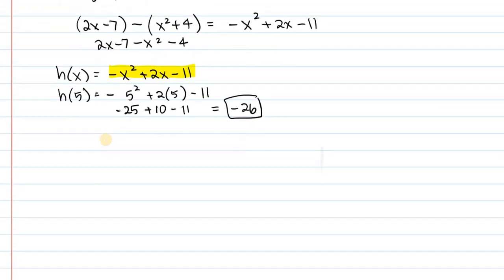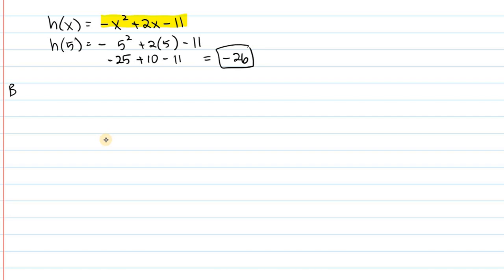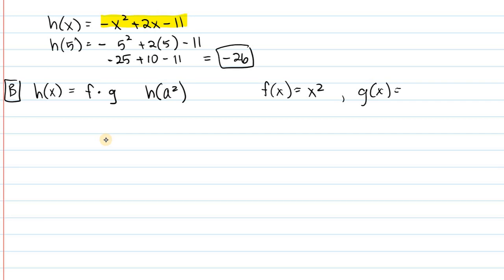One more example, if you have a function and you then want to evaluate it at another variable. Say we want h of x to be equal to f times g, and then I want to know what h of a squared is. In this case, f of x equals x squared, and g of x equals negative 3x plus 2.